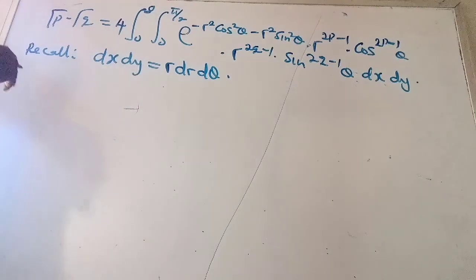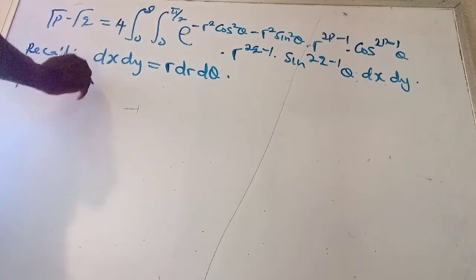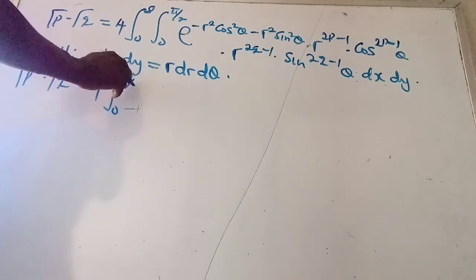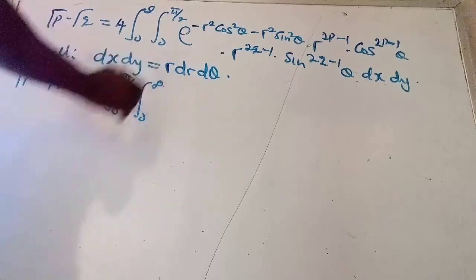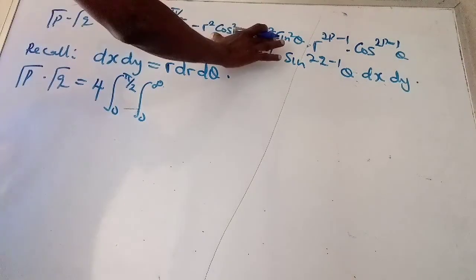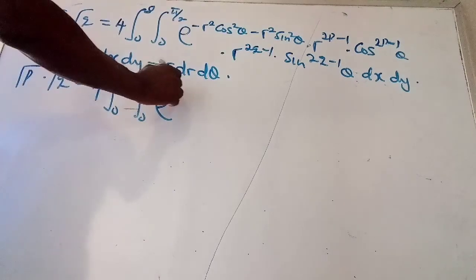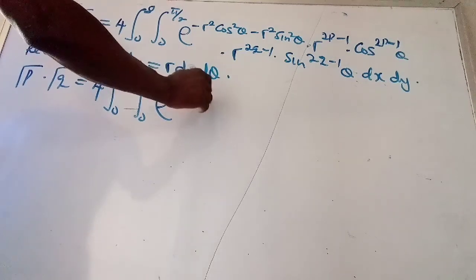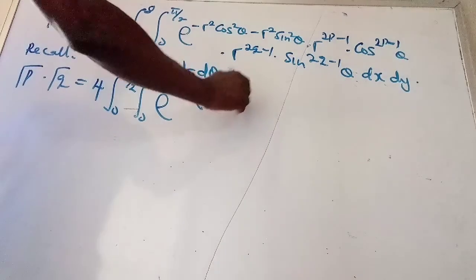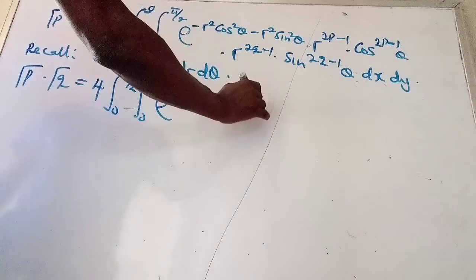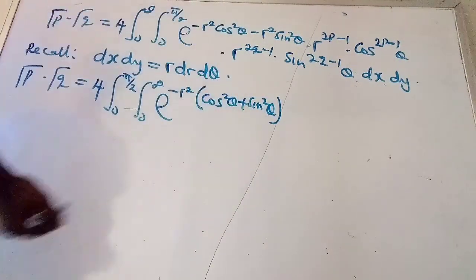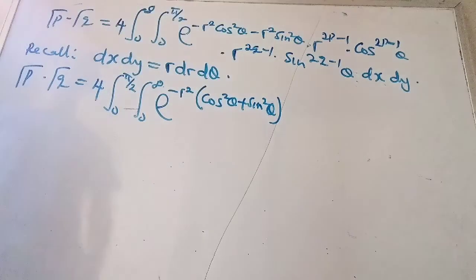So I'm going to have gamma of p times gamma of q equals 4 integral 0 to pi over 2, integral 0 to infinity. Then summing up this, that will be e to the negative r square into bracket cos square theta plus sine square theta. I brought out the negative sign, so that is why we have plus inside. You know, minus times plus will give you minus back.